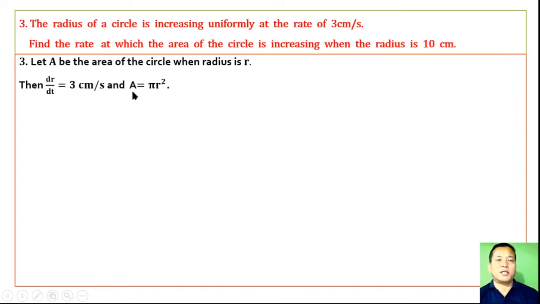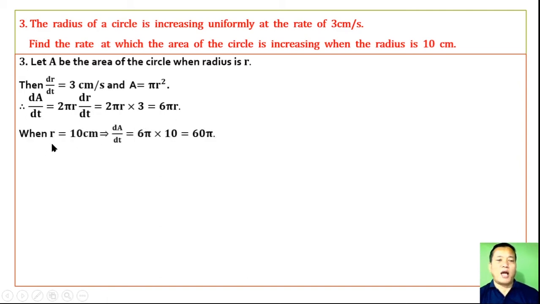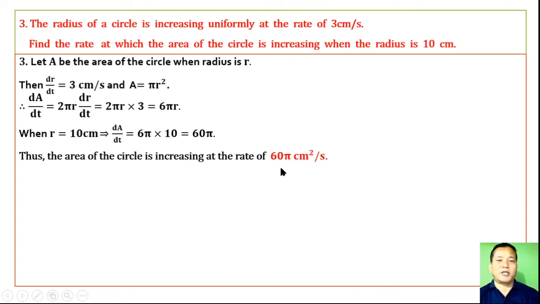The area of a circle A is equal to pi r square. Therefore, dA by dt is twice pi r into dr by dt. dr by dt is 3, whose value then we get 6 pi r. When r is 10 cm, the value of dA by dt is 6 pi into 10, that is 60 pi. Thus, the area of the circle is increasing at the rate of 60 pi centimeter square per second.